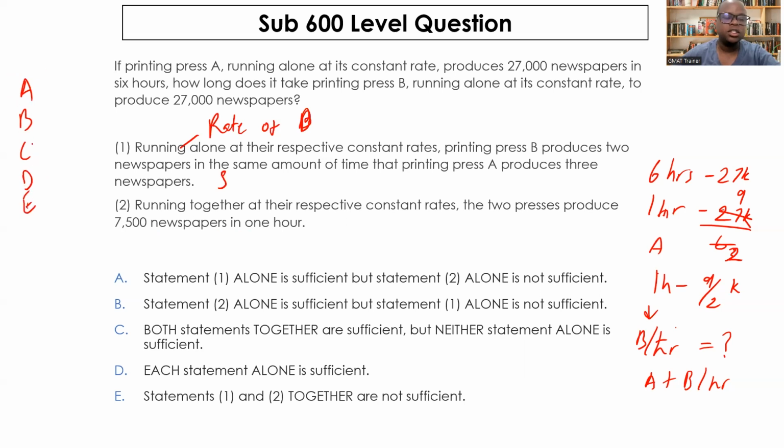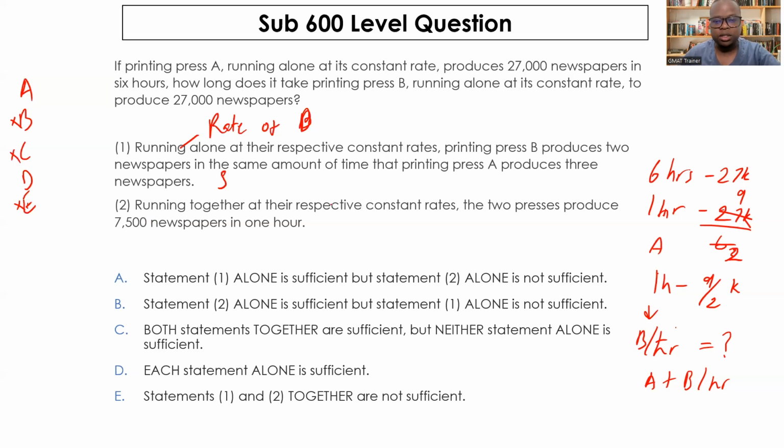If A is sufficient, then we cross out answer choice B, and we cross out answer choices C and E. So you're left with only D, which means we need to assess the second statement and find out if it is sufficient as well. Then we can have the answer choice as D. If it's not sufficient, then we have A as our answer. So let's look at the second statement.